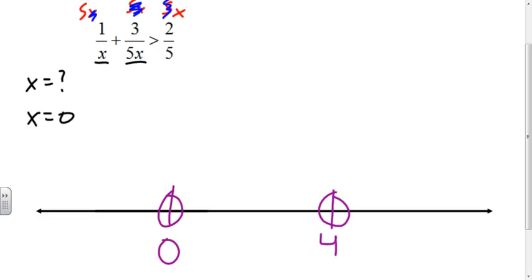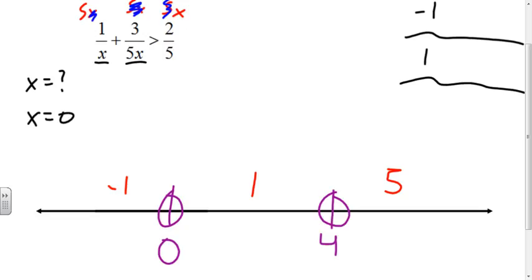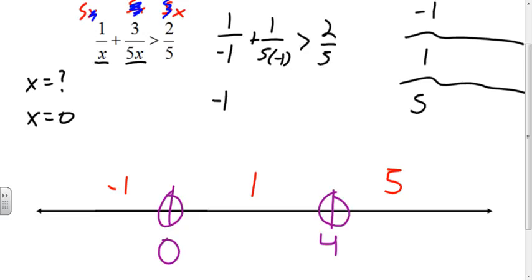Now, it's just as simple as plugging in our values. So again, I'm going to use -1, 1, and 5. Nice, easy values to plug in here. We just need to see if they are true. So for -1, we'd have 1 over -1 plus 3 over 5 times -1 is greater than 2 over 5. 1 over -1 is -1 plus, this one's actually going to be -3/5. Negative and negative can never be greater than a positive. So this is not true.